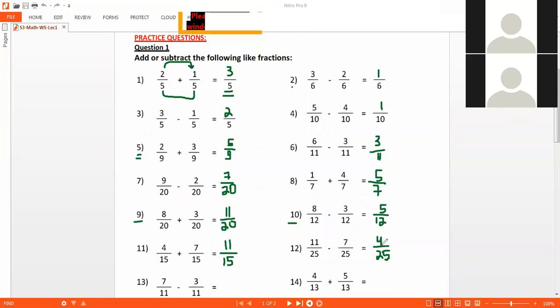Is Muhammad beside you? I want him to answer number 13. So Muhammad? Yes. Yalla Muhammad. 7 over 11 minus 3 over 11. You mean 11 under? Because the denominator is 11. We are in number 13. Okay. 4 over 11. Yes, it's 4 over 11. Thank you, Muhammad.